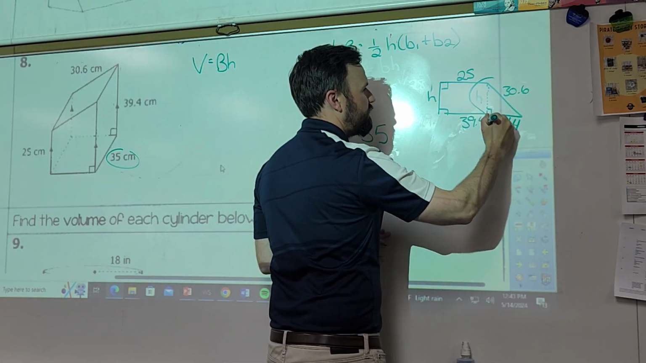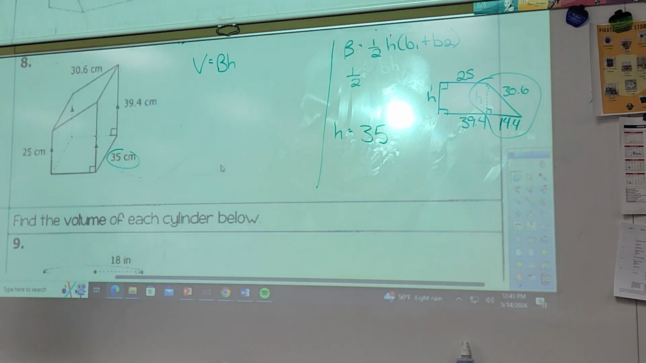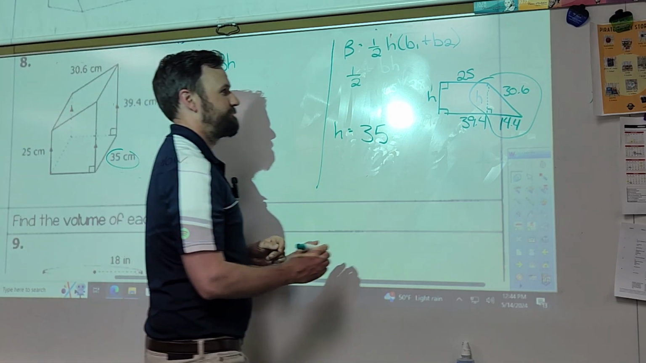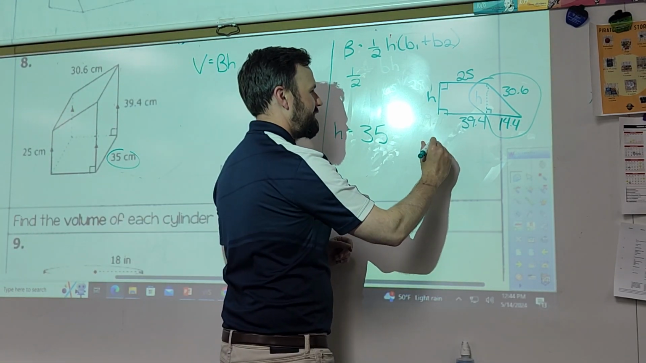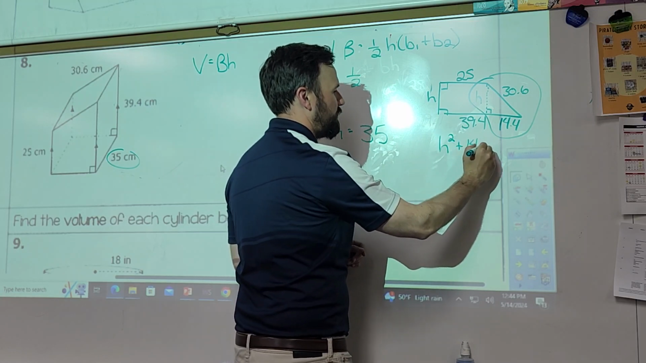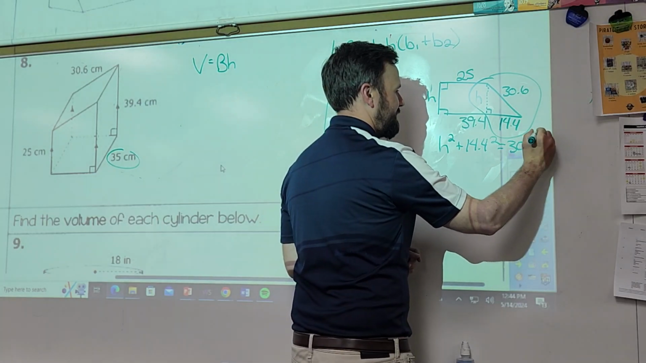Now if I look at just this right here, what shape is that? A triangle, not just any type of triangle, but it's a right triangle. It's never wrong. Just like my wife is never wrong. I should show her this. All right. So I can do h squared plus 14.4 squared equals 30.6 squared.